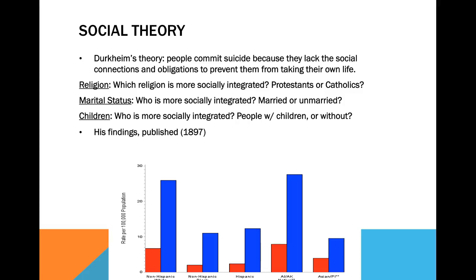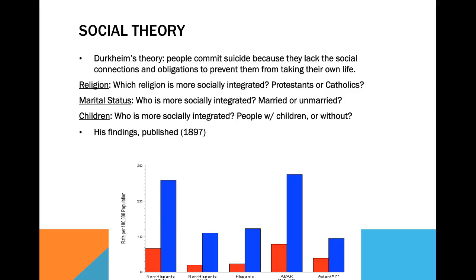Well, he found that Protestants did have higher suicide rates than Catholics, so it definitely supported his thesis or his theory. He also found that people who were unmarried had higher rates of suicide. And lastly, he found that people without children had higher rates of suicide.